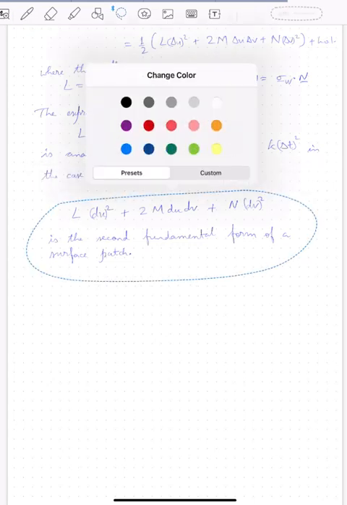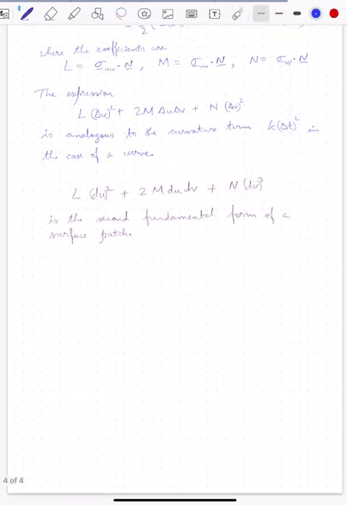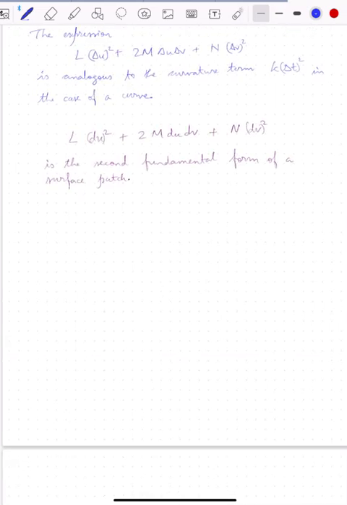Just highlight in some other color. So this is what the second fundamental form is. And it resembles the first fundamental form in terms of its appearance, just that it has a different meaning, right? And similar to what we had done for the first fundamental form, we can define a symmetric bilinear form here as well.